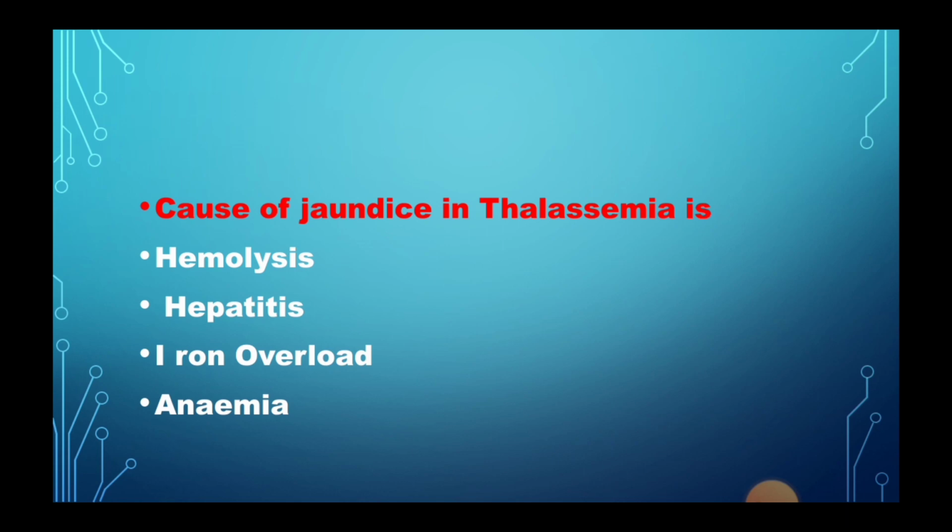Cause of jaundice in thalassemia is hemolysis, hepatitis, iron overload and anemia. So what is thalassemia? Thalassemia is an inherited blood disorder due to decreased RBC in the body than normal. The jaundice in thalassemia is due to hemolysis.